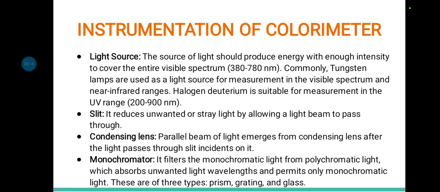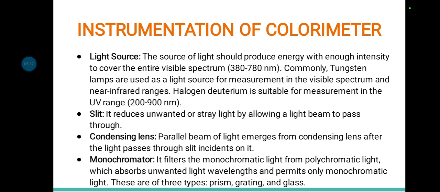Next is the monochromator. A monochromator is a filter which filters monochromatic light from polychromatic light, absorbs unwanted light wavelengths and permits only monochromatic light. That is, the monochromator acts as a filter which absorbs unwanted wavelengths and only permits whatever wavelength we need. That is, monochromatic light is passed through it.